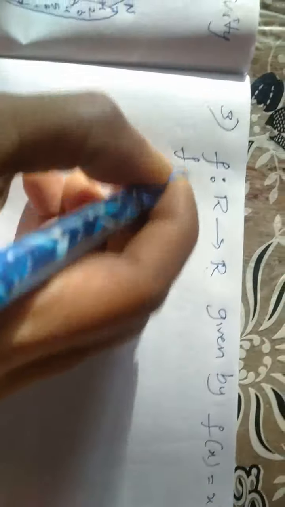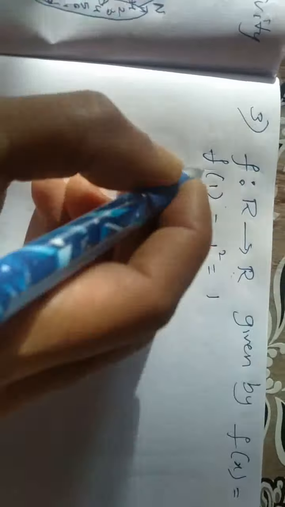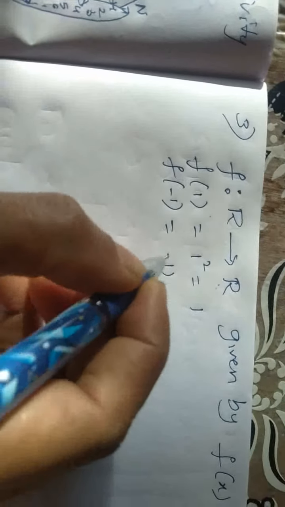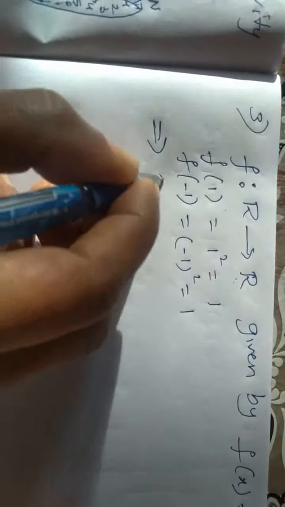Okay. Now, it is clear that similar to the previous one, f of 1 is equal to 1 square, also 1. Similarly, f of minus 1 is minus 1 square, also plus 1. Or you can take any other example also to show that it is not injective. f of 1 is equal to 1 square is 1. f of minus 1 is equal to minus 1 square is equal to plus 1. This implies f of 1 and f of minus 1 are equal, but 1 is not equal to minus 1. Therefore, f is not injective.